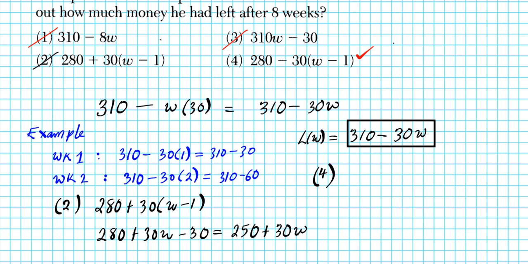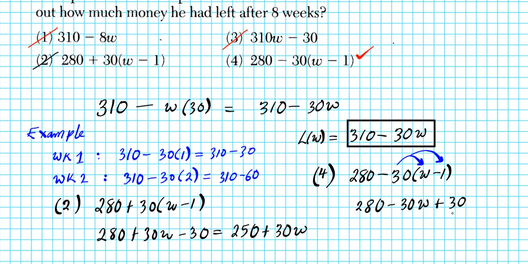But is it? Let's go ahead and simplify this completely and see if these two are equivalent expressions. So 280 minus 30 times W minus 1. You distribute negative 30, not just 30, okay? Distribute negative 30. So that gives you 280 minus 30W. And what does this become? Plus 30. Okay, minus times minus is plus.